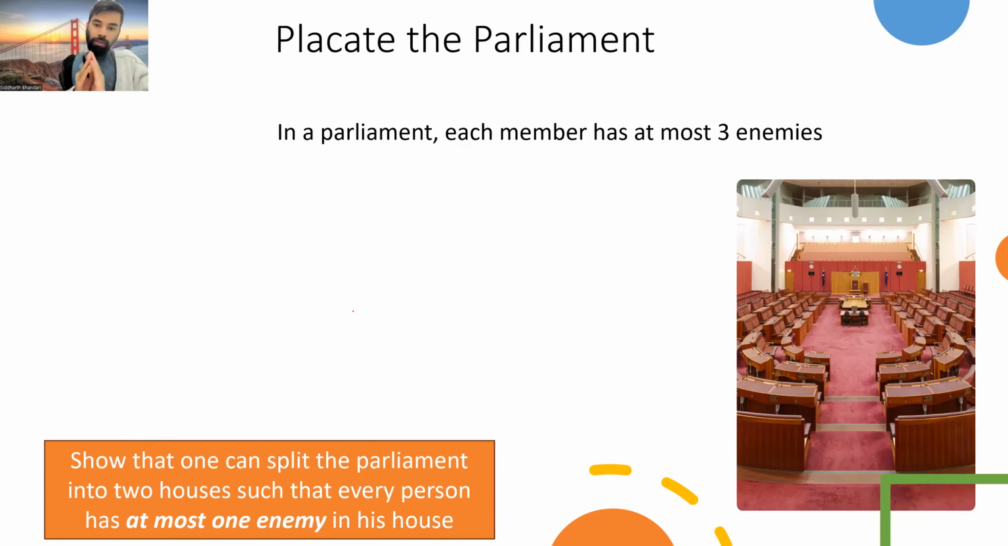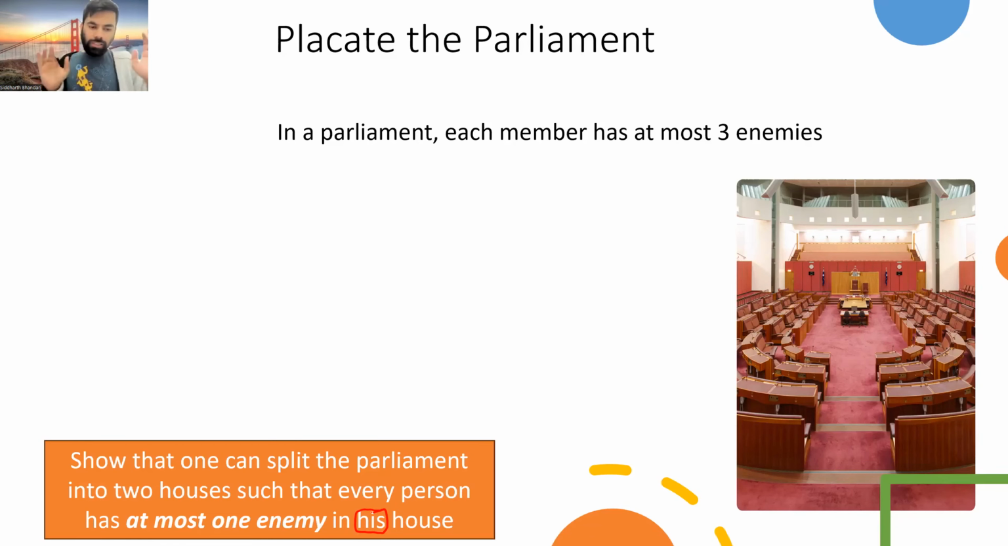And we want to show something about this parliament. We can split the parliament into 2 houses. So I'm just reading the question. We can split the parliament into 2 houses such that every person has at most 1 enemy in their own house. So this is a very patriarchal thing to say, but okay. Each person has at most 1 enemy in their own house.